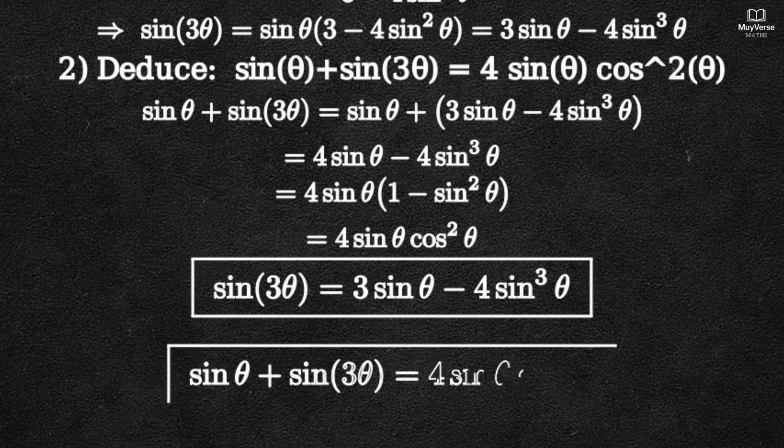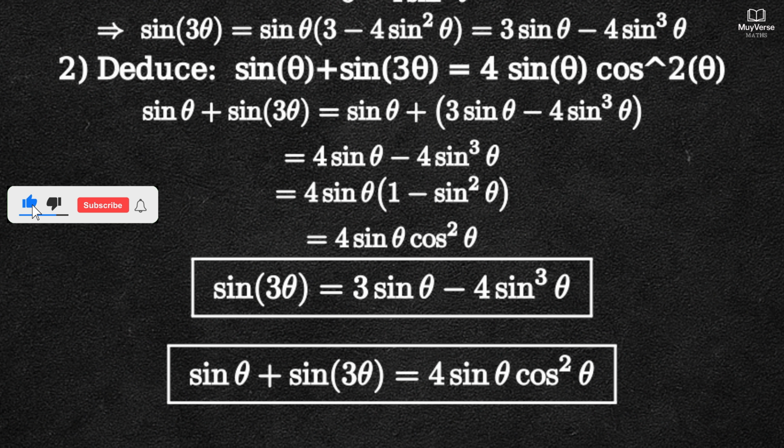Final results. 1. Sine of 3 theta equals 3 sine theta minus 4 sine cubed theta. 2. Sine theta plus sine 3 theta equals 4 sine theta cosine squared theta.